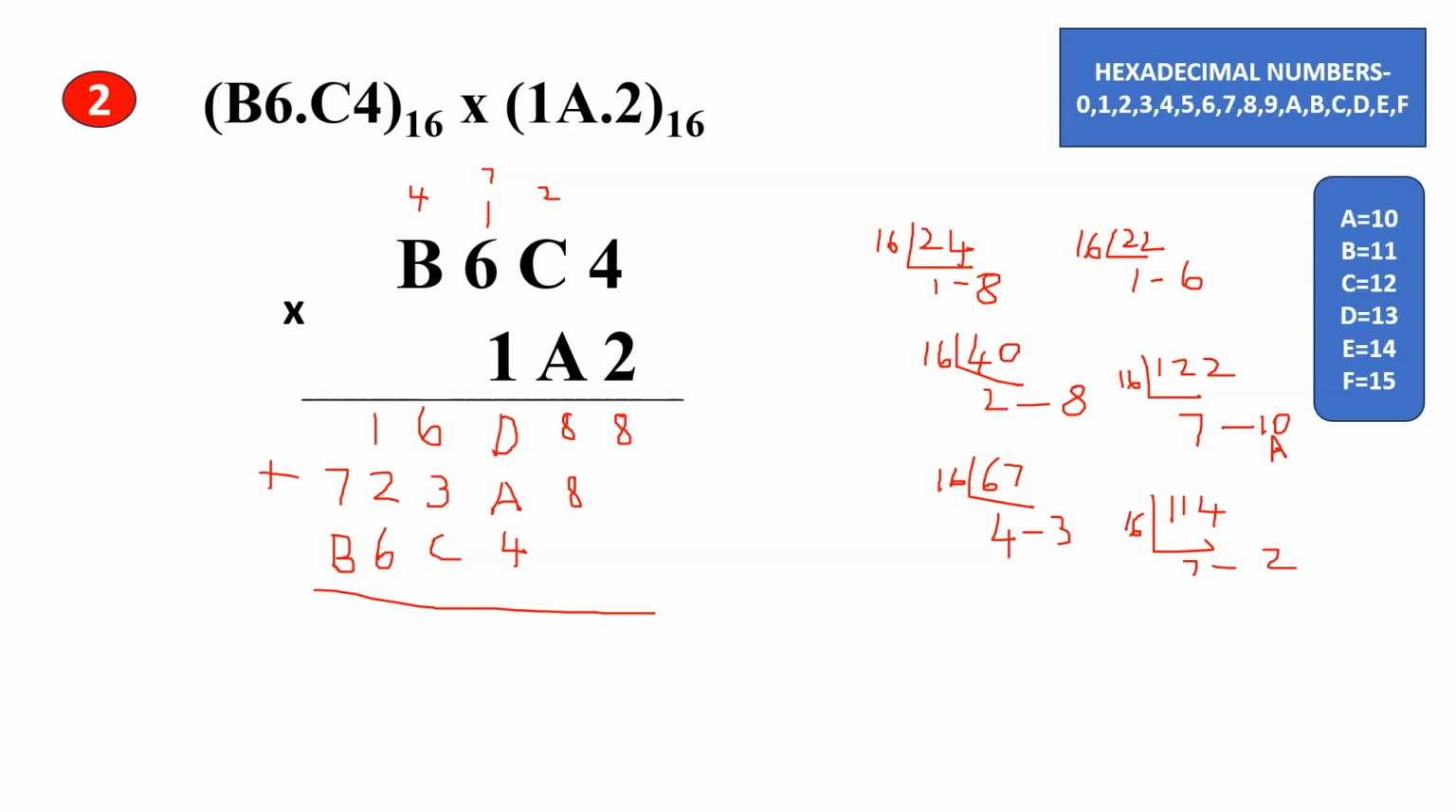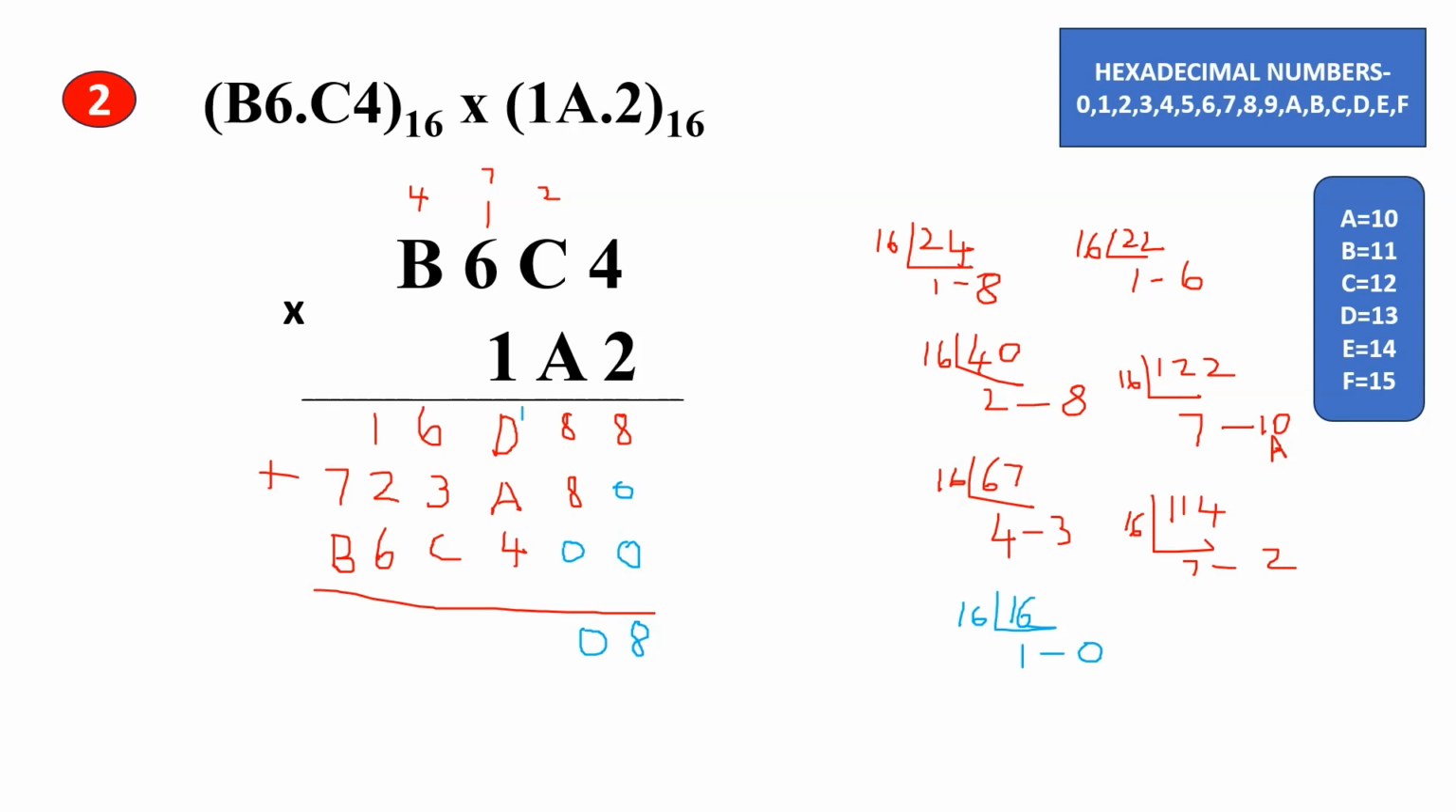So here 8. You consider here you have 0, so you get 8. Then 8 plus 8 gives us 16. So 16 is not a hexadecimal digit. So divide by 16. So you get the quotient 1 and the remainder 0. So you put here the 0 and the carry over 1.